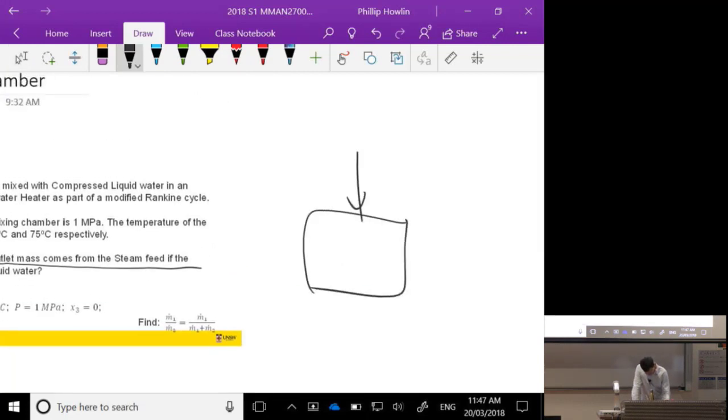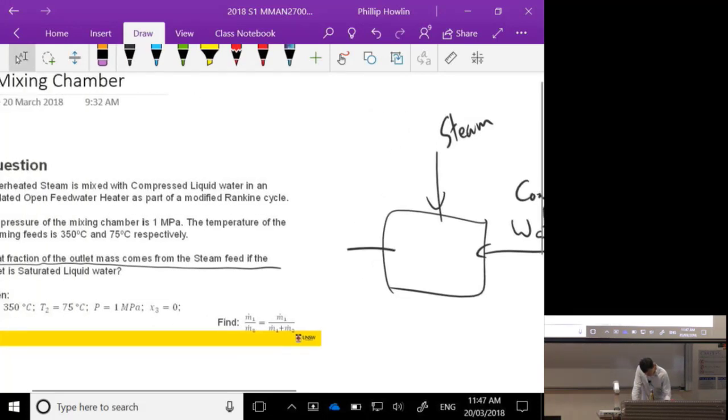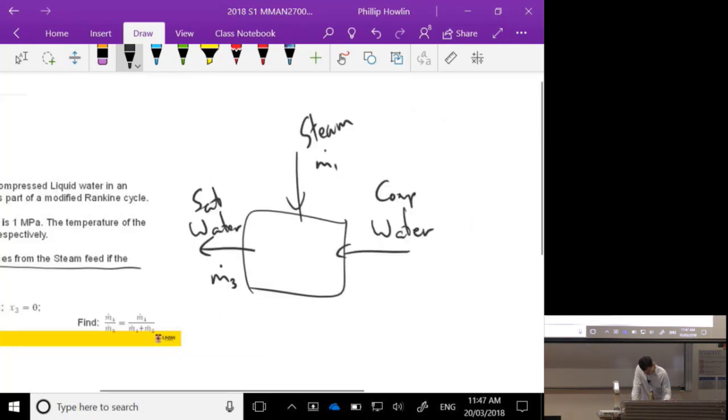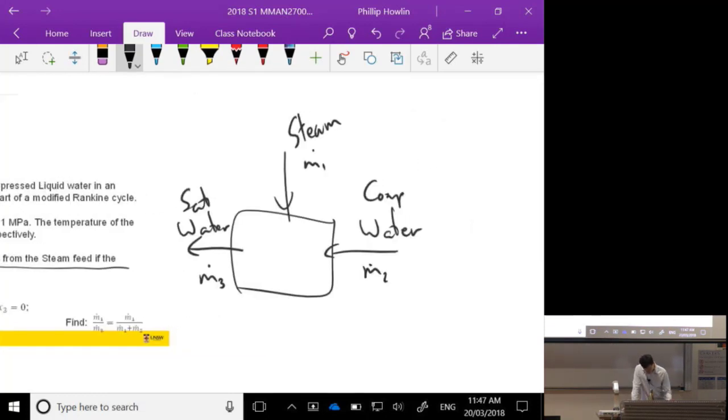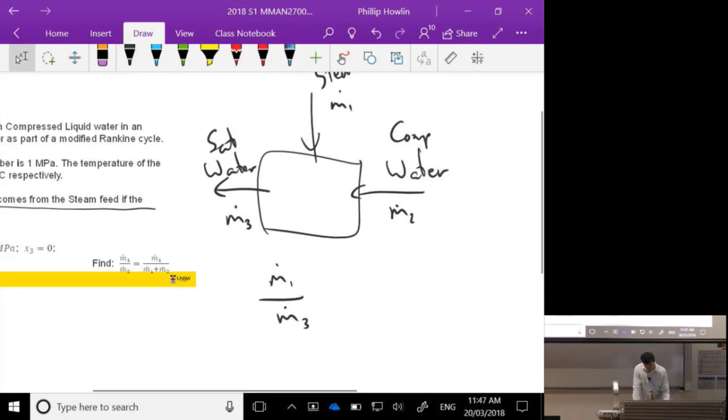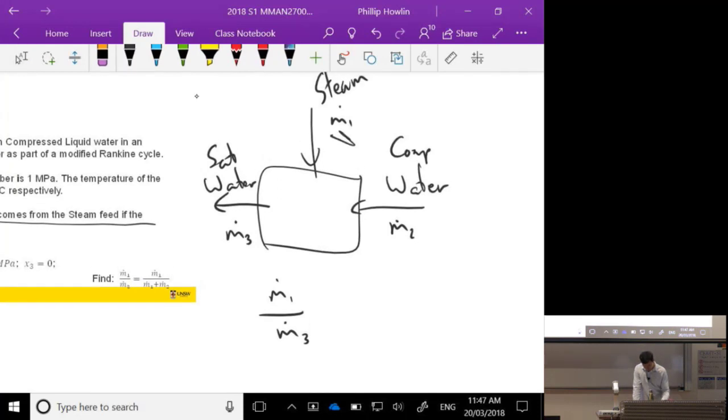So there's steam coming in, there's water coming in, this is compressed water, and there's saturated water going out. And so the question is, if this is mass flow rate 3, this is mass flow rate 1, and this is mass flow rate 2. What's mass flow rate 1 divided by mass flow rate 3? So what fraction of the outlet mass is coming from the steam?